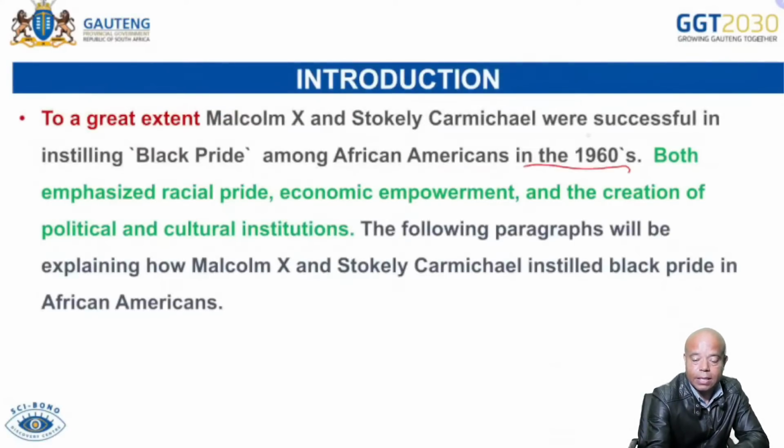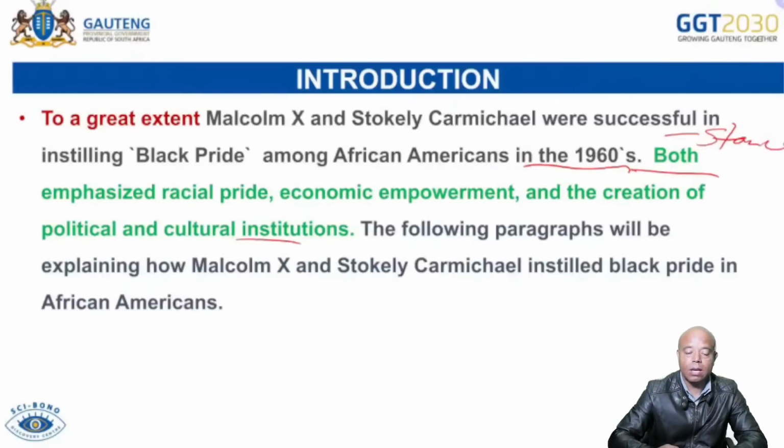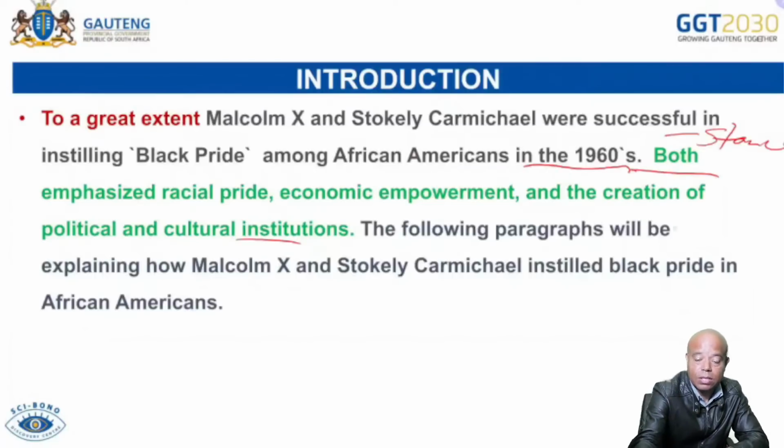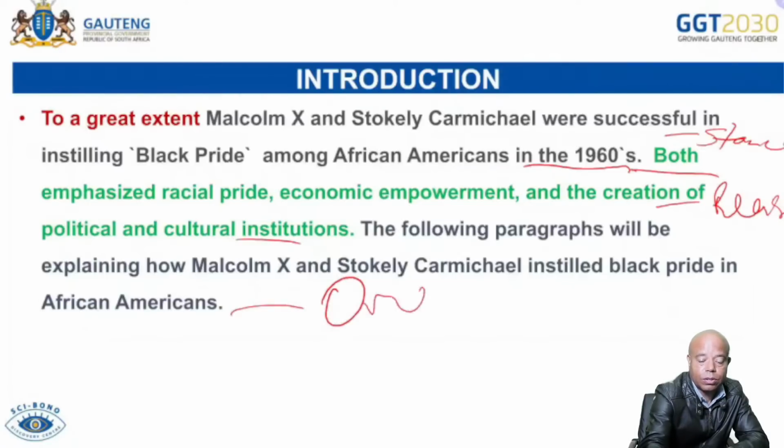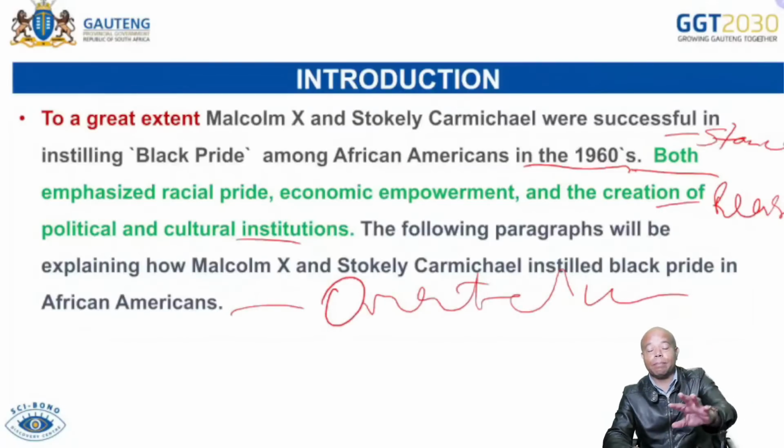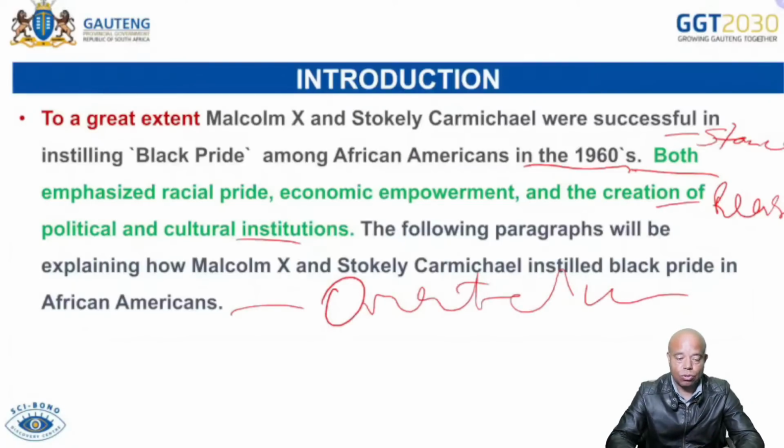This part here, learners, is what we call our stance. The green part here is our reason. Both emphasized racial pride, economic empowerment, and the creation of political and cultural institutions. The following paragraphs will be explaining. So this is our reason, and this is our orientation. So it is very important that we understand the three parts our introduction should have.